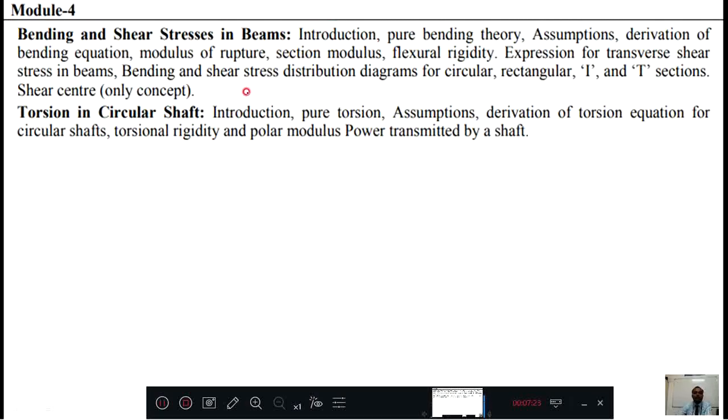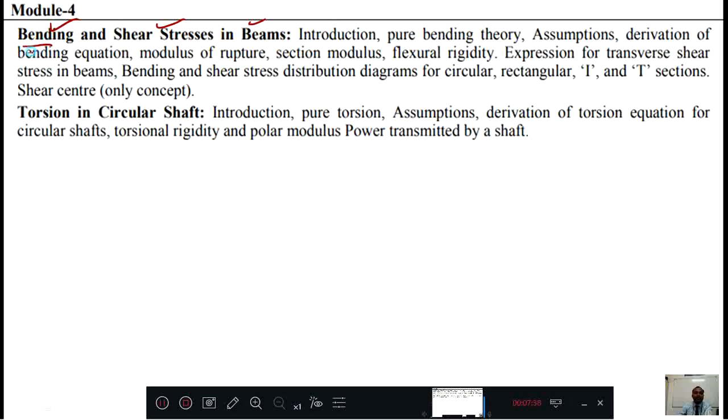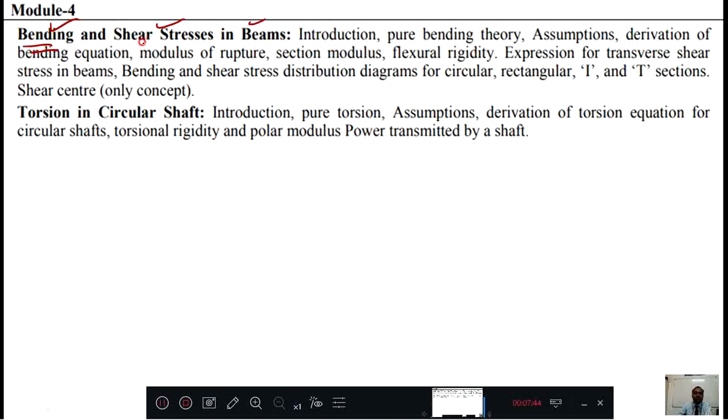And in the fourth module we will study the bending and shear stresses in beams. This fourth module is the extended version of module 3. In module 3 you are studying the bending moment, and in module 4 you are studying the bending stress, and in the third module you are studying the shear force, and in the fourth module you are studying the shear stress. And after that we will study torsion in a circular shaft.